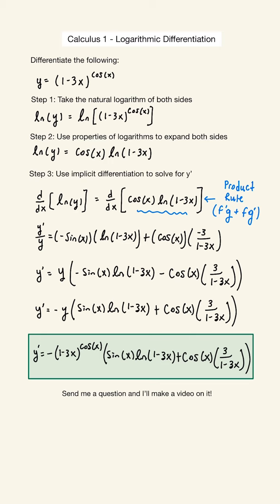After that, we can go ahead and multiply this y to the right-hand side. So you can see that we have this here. And our final step is going to be simplifying it a little bit further by just factoring out this negative.